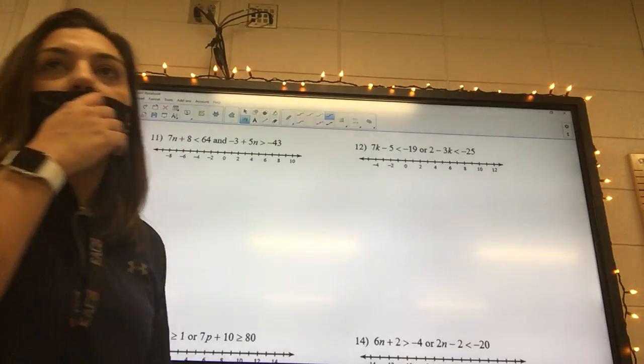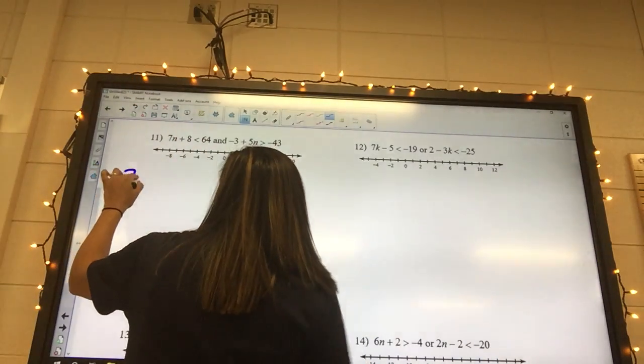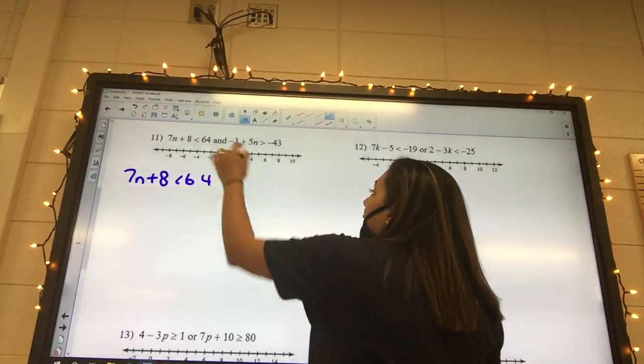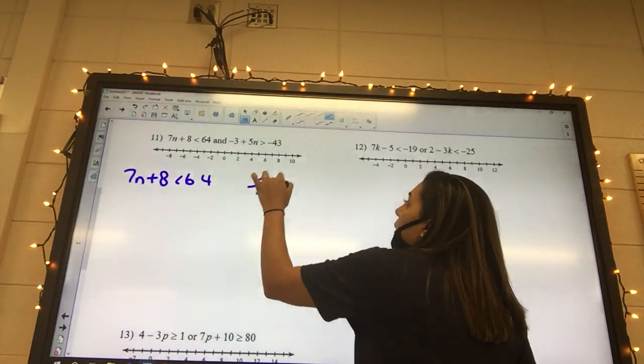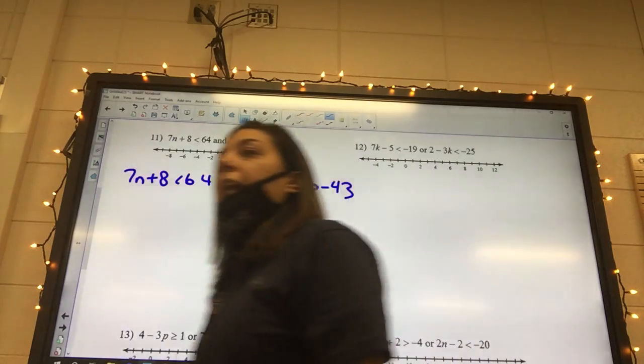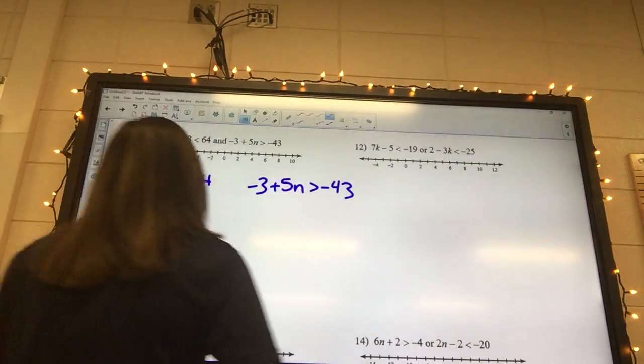Steps by now because we feel like we've been doing it for months on end. Okay, so we got 7n plus 8 is less than 64, and negative 3 plus 5n is greater than negative 43. So this is an and, so what should your picture look like? Yeah, they should both be pointed in. Okay, we should have two dots and they should be pointed in. So that gives you a really good idea of what your picture should look like automatically.